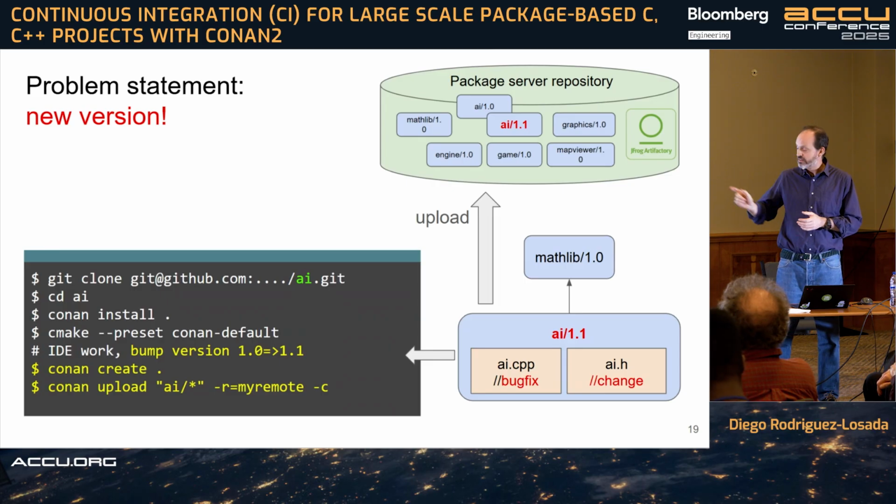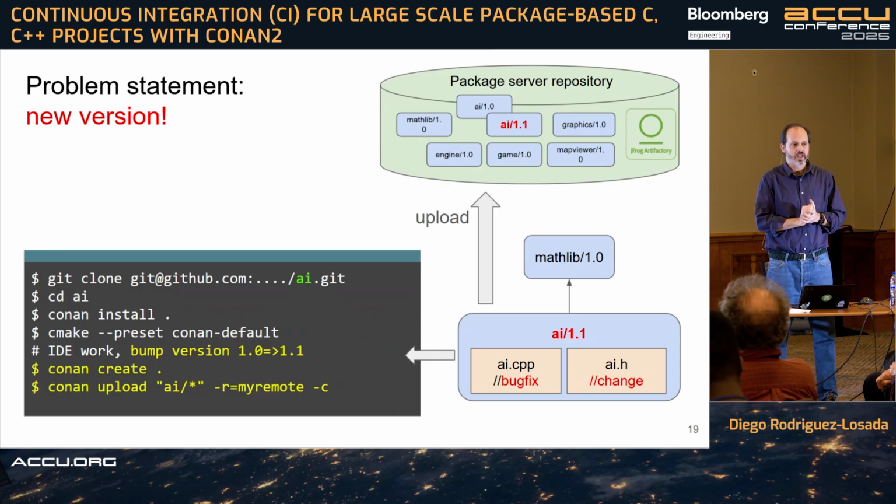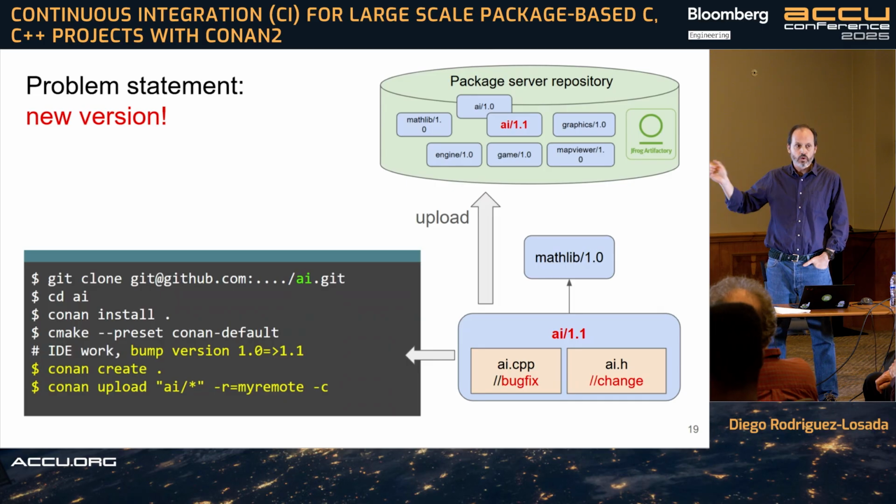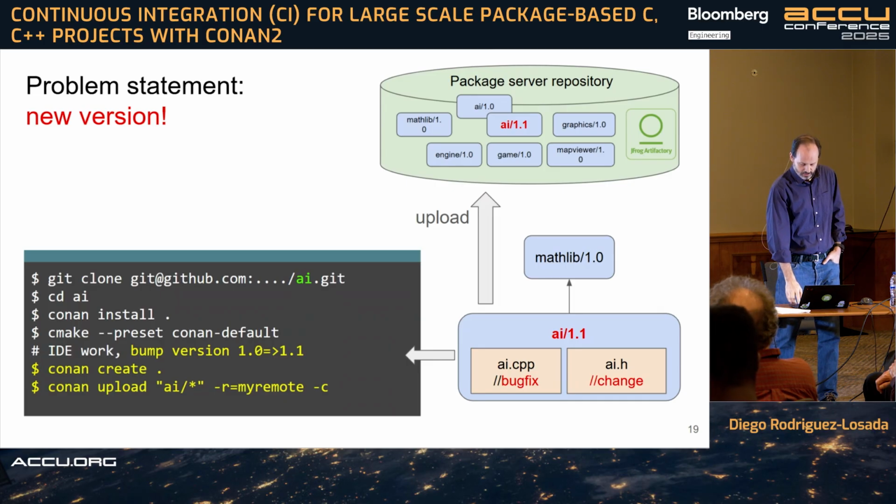So the problem starts if the developer did a change to the AI. They changed the source code, the headers. So they decide to create a new version. That will be the AI 1.1 version. And then they create a package for that version, and then they upload the package to the server. That's where the problem starts.